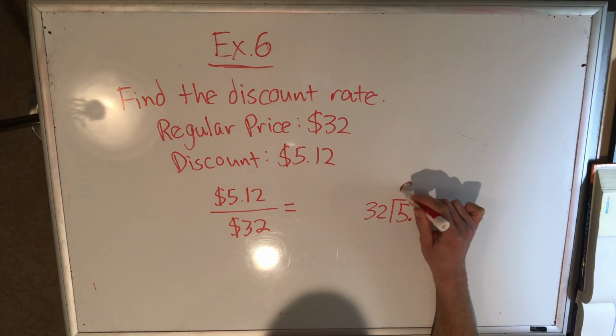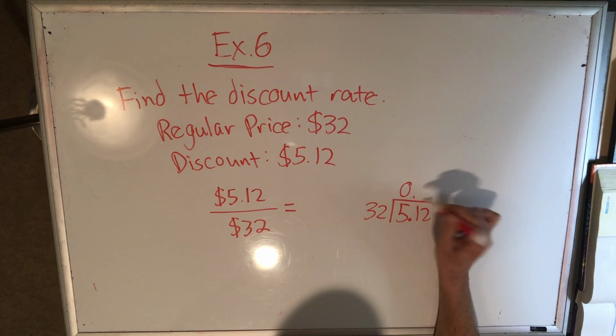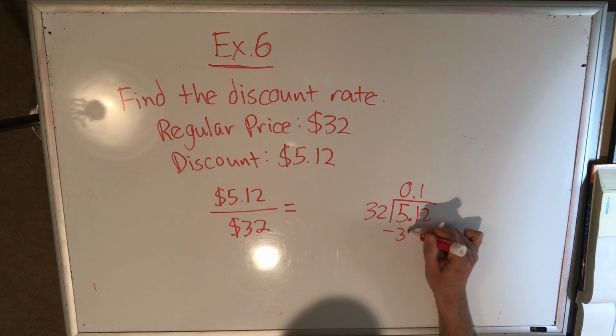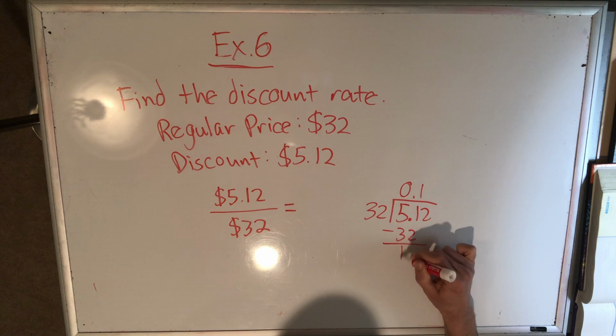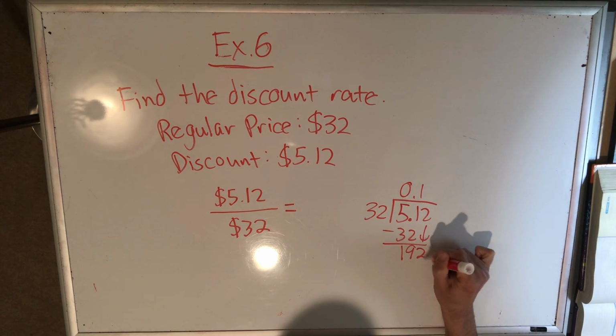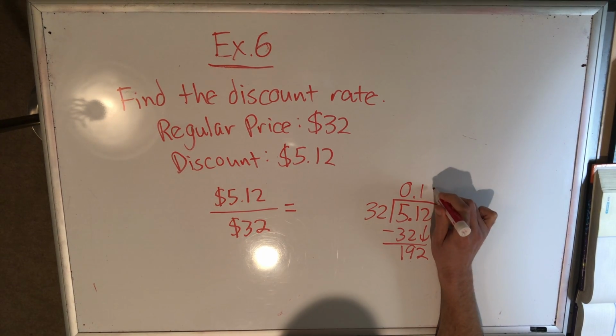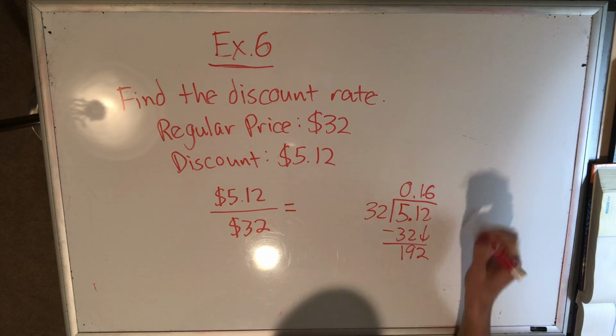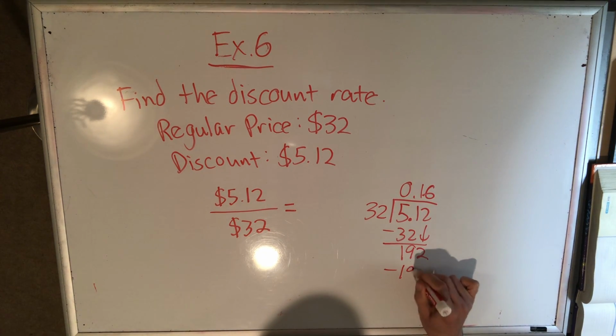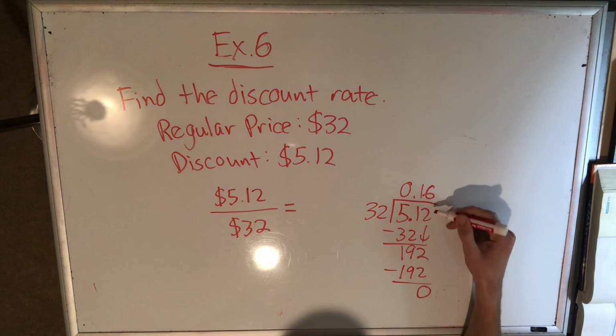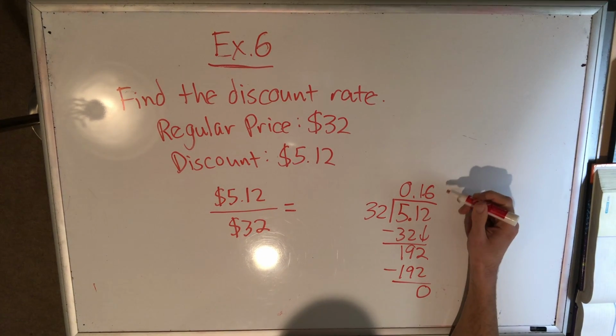32 goes into 5 0 times. 32 goes into 51 one time. 1 times 32 is 32. 51 minus 32 is 19. Bring down the 2. 32 goes into 192 6 times. Exactly. So no remainder and no digits left to bring down.